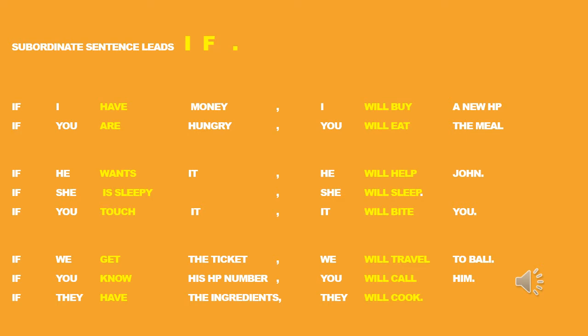Once again, the baby sentence starts from the conjunction if until the comma. If we put the mother sentence back in the first position, I will buy a new handphone, then we don't need a comma anymore. The comma is used when you put the baby sentence or subordinate sentence in the first position. Then if you move this baby sentence or subordinate sentence to the second position, you don't need a comma anymore.